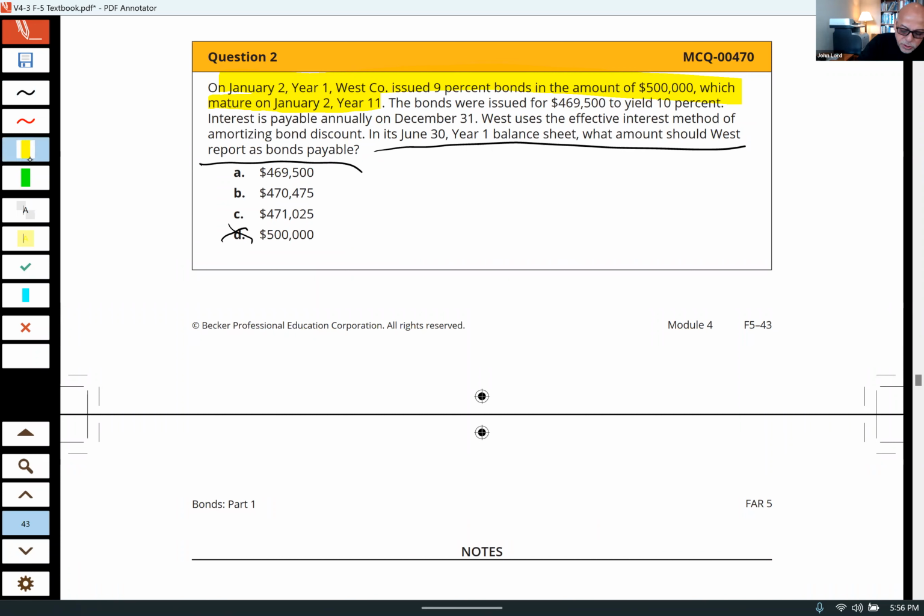If the bond got issued for 469,500, can it possibly have to yield 10%? Can it possibly have the same carrying amount 6 months later? What happens to bonds that issue at a discount? They increase. The carrying value of the bond should increase, right? So there's no way, thank you, Rashad, there's no way that it can be the same. I know it has to go up.